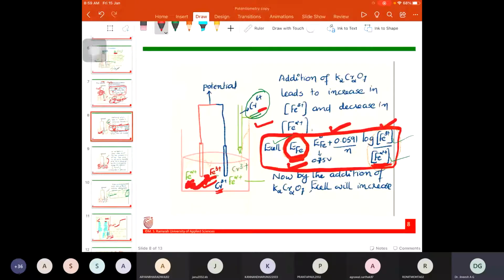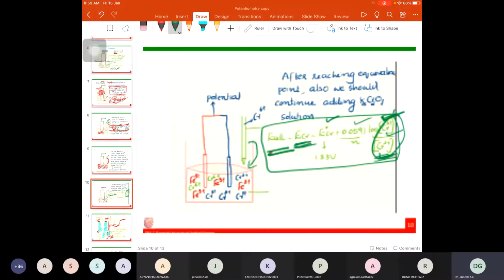Up to the equivalence point, potential was given by Fe. And in that Fe, what is the value of E0 Fe I have given? 0.75 volt. After the equivalence point, the potential is given by chromium. What is the E0 Cr value of chromium I have given? 1.33.